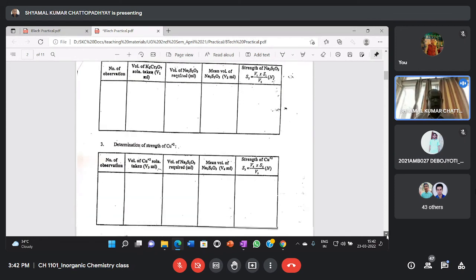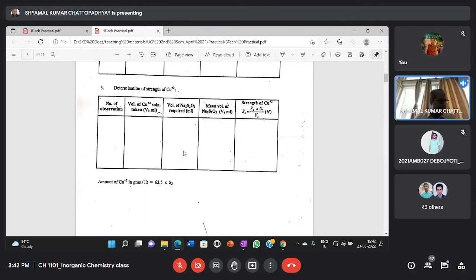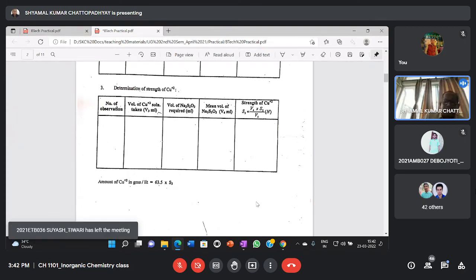And then for the copper titration, you take the readings of the volume of thiosulfate required. Here the volume of copper taken is 25 milliliters, and the volume of thiosulfate required is, write down, 9.0, 9.0, and 9.1. From this, you calculate the amount of cupric ion using the formulae which are given here.